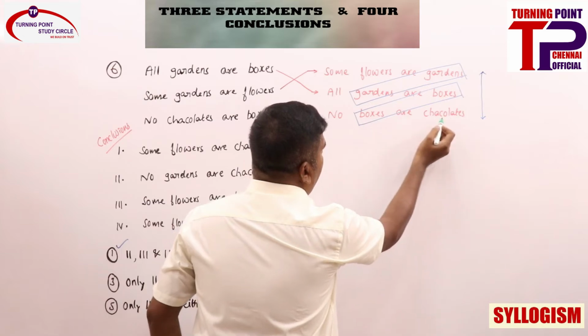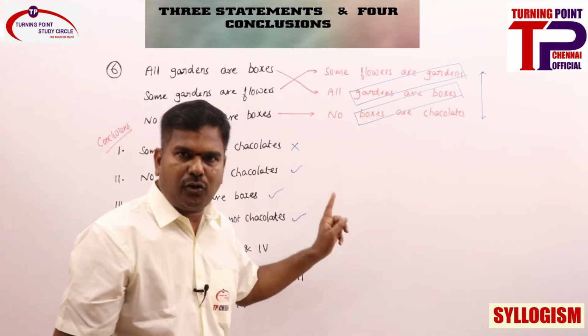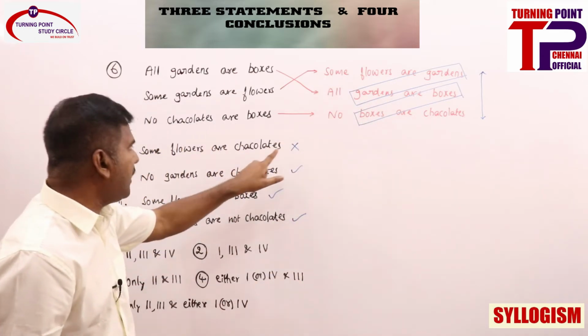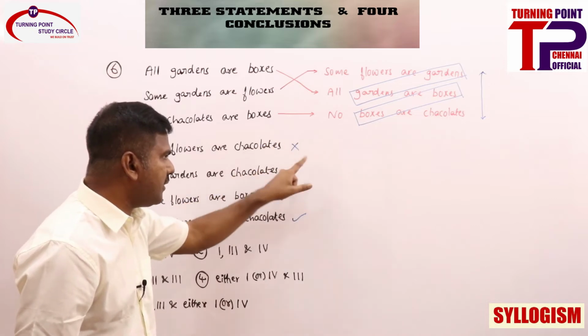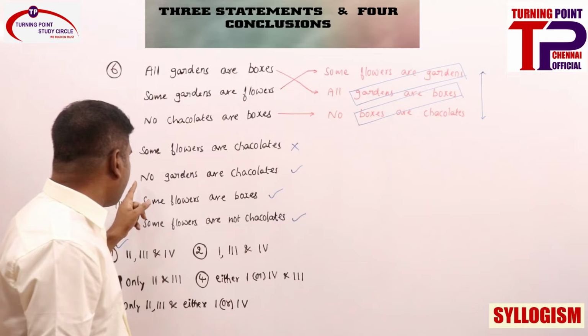Then no boxes are chocolates. So you will be getting some flowers are not chocolates. That's it, same like that. Are you clear? So I plus A is I, plus E is O. Some flowers are not chocolates. So this rules out some flowers are chocolates. Some flowers are not chocolates, put a tick mark. Come to the second conclusion.